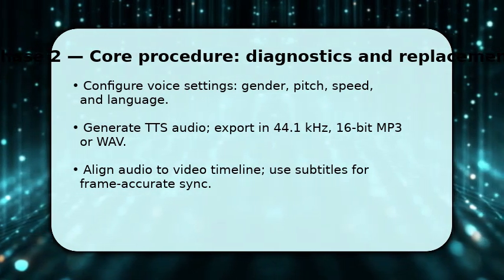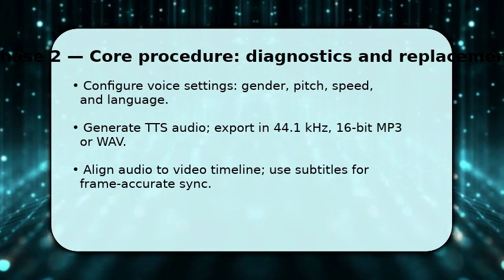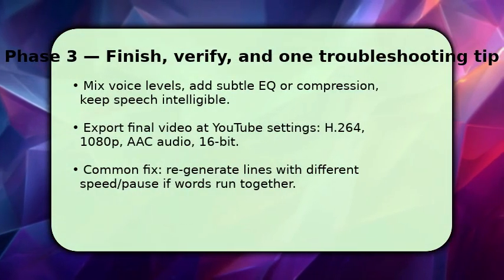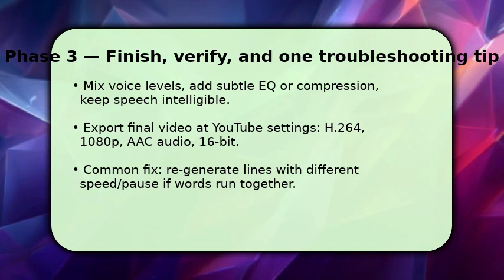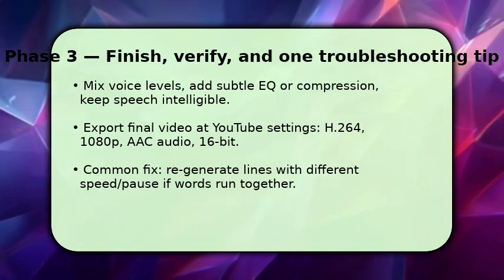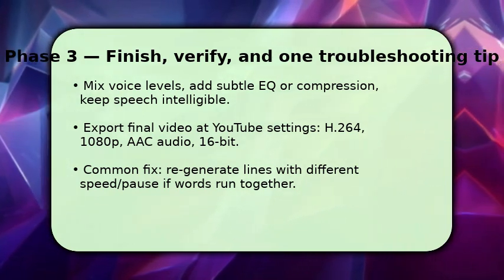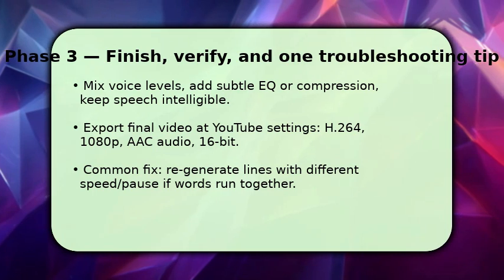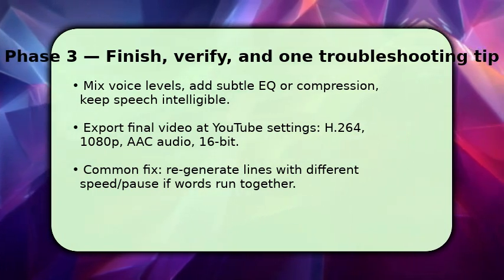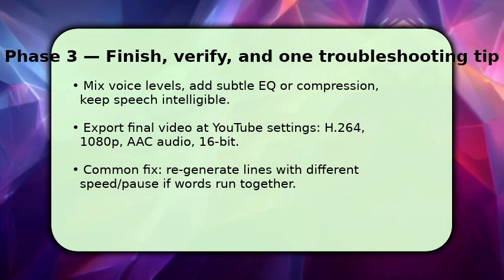Finish by mixing the TTS with background audio, reduce music under voice, add light EQ or compression, and check intelligibility at typical listening volumes. Export with YouTube-friendly settings, H.264 1080p and AAC audio, then upload and add the same subtitle file for accessibility.